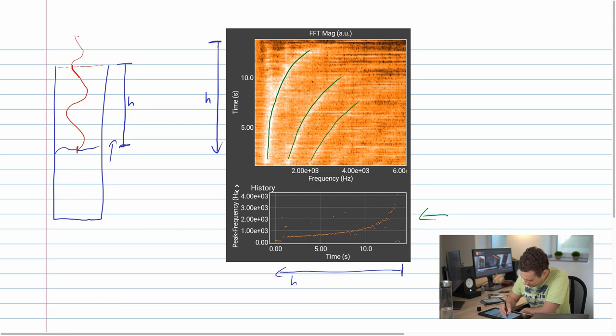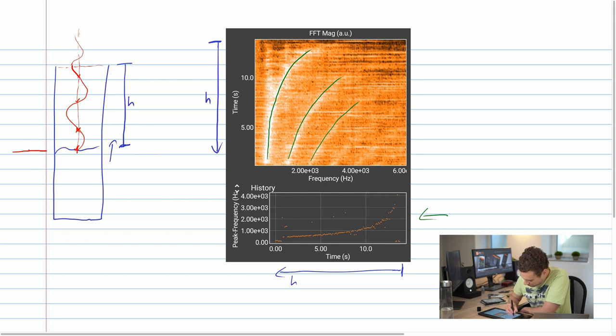So if we draw a center here, you see these are nodes. And at the bottom part where the water is, we need an actual node. And at the open end of the tube, we would need an antinode, which is this maximum. And you can easily see from the geometry that the longest wavelength, or the lowest frequency, for a wave that would fulfill this requirement would be a wave that has a wavelength of 4 times the height of the column.